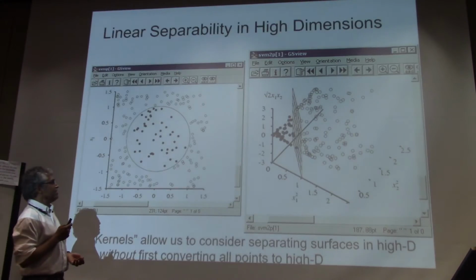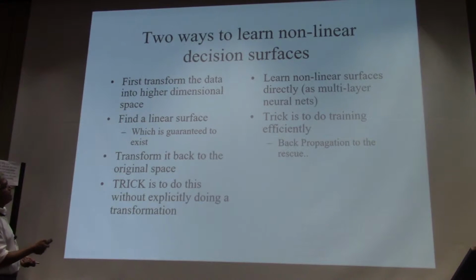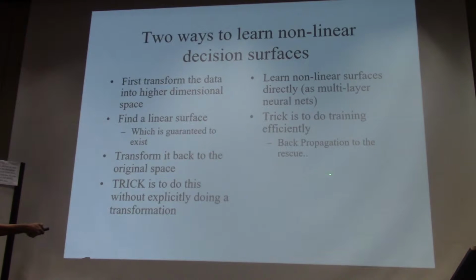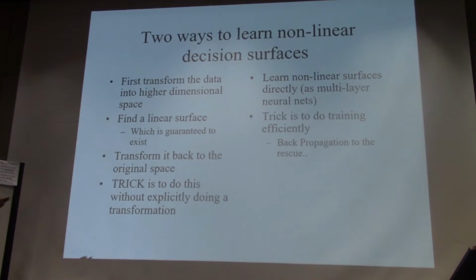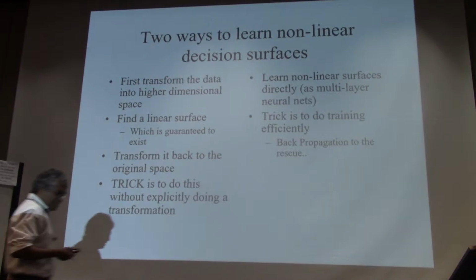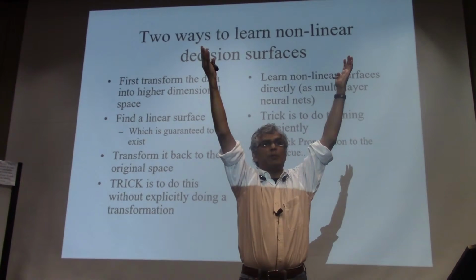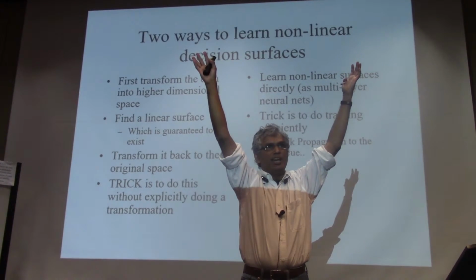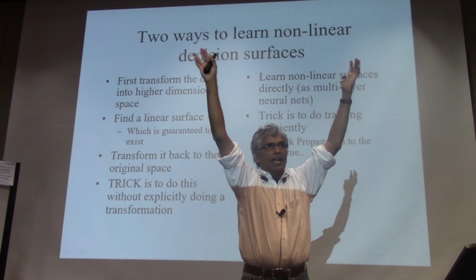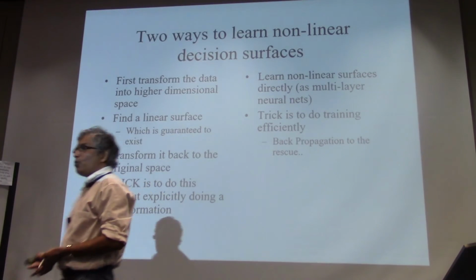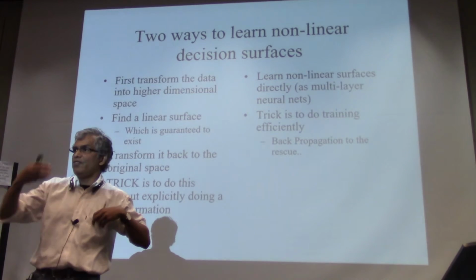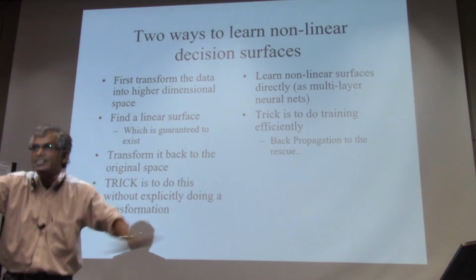So the kernel machines trick is the following. Basically, this was nonlinear surfaces directly using multi-layer neural networks. If you want to learn nonlinear surfaces, one idea is to learn them using multi-layer neural networks. This part you already know. The other idea is to take the data and transform it into a higher dimensional space. I'll explain to you in a minute what that means. Now, if you transform any data into higher dimensional space, there is always a dimension where the data is linearly separable.